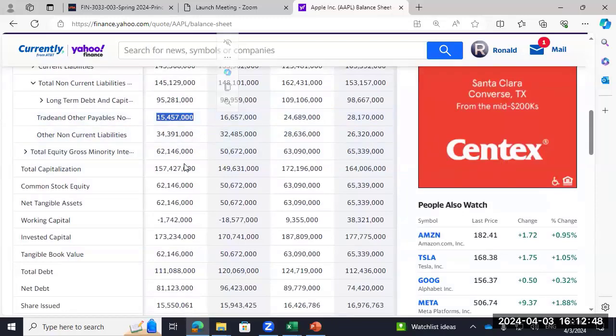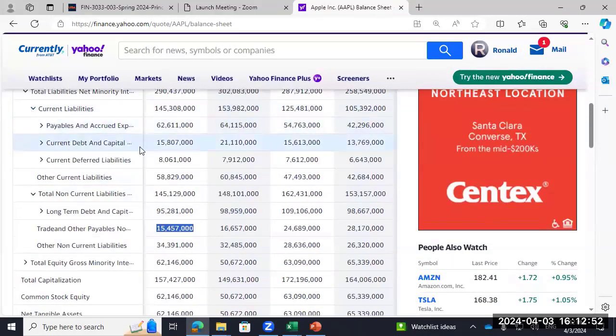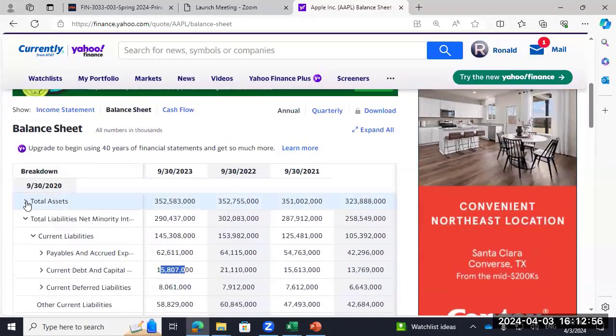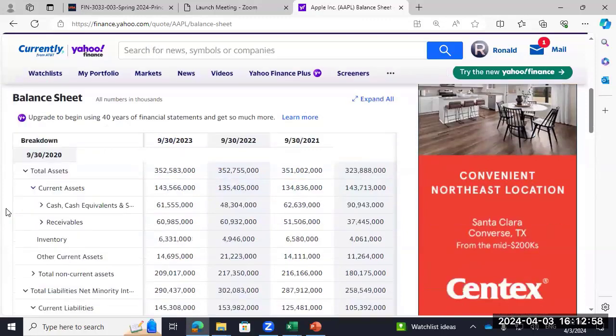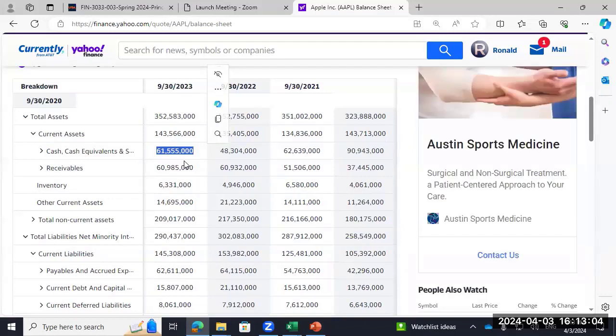They got $15 billion in debt plus another 15. So they got $30 billion in debt. But what else do they have? They got $61 billion in cash. So there's something called gross debt and net debt. I'm doing gross debt, but net debt is debt minus cash. If I did that, they'd actually have a negative number. I don't like getting negative numbers, so I don't do that.